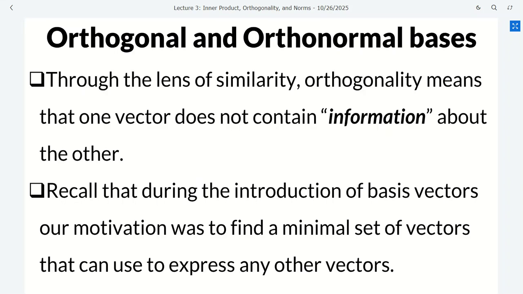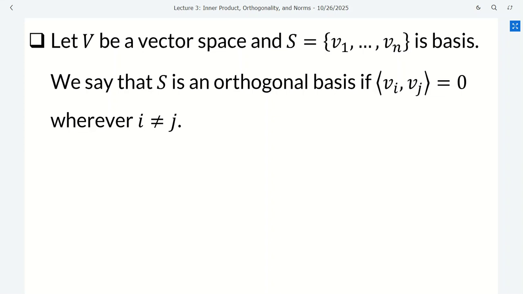All right, we also spoke about orthogonal and orthonormal bases, which through the lens of similarity, orthogonality means that one vector does not contain information about the other vector. So when two vectors are orthogonal, they point in what? Different directions. They are not pointing in the same direction. So if we have V, which is a vector space, and a basis, and the basis vectors are orthogonal, the inner product will give you 0.